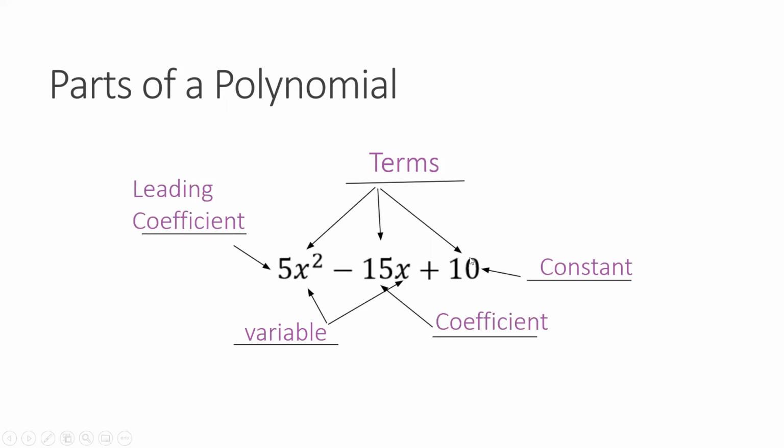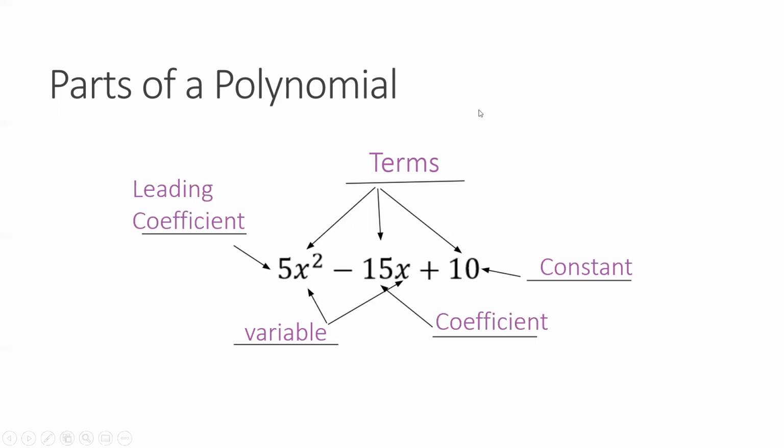And finally, we have the constant. The constant is the term that does not have a variable. It's always the term that does not have the variable, and that's because that term is always going to be the same. So in this case, it's always going to be 10, no matter what x is, because x is not affecting the 10 itself. So that's called the constant. It's staying the same. All right, so you have those all labeled on your notes.